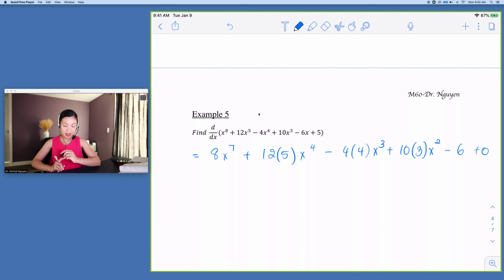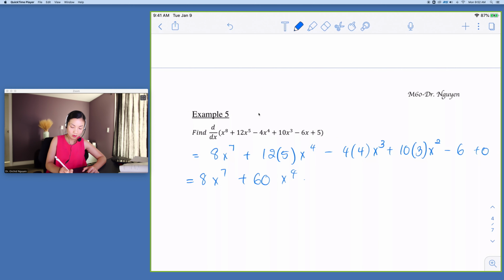Okay, so what I have is 8x to the 7th plus 60x to the 4th minus 16x cubed plus 30x squared minus 6. And don't forget that for these problems, I write down everything. Eventually, you don't have to. You can just multiply the constant right away.